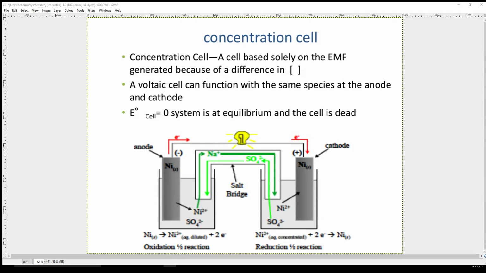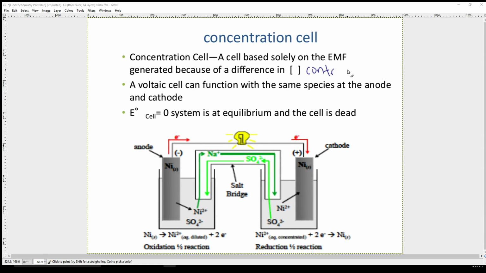Welcome to our fifth and final electrochemistry video. We're going to focus on concentration cells first. A concentration cell is a cell based solely on the electromotive force generated because of a difference in concentration.